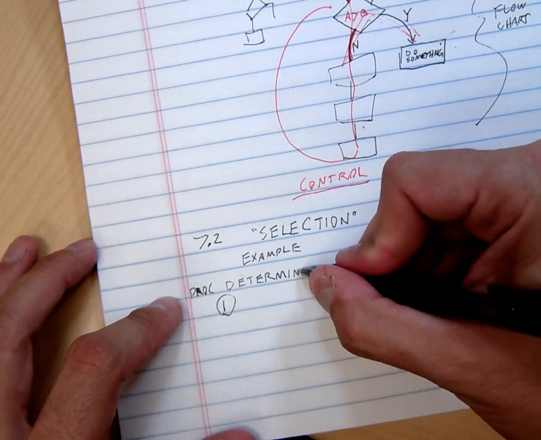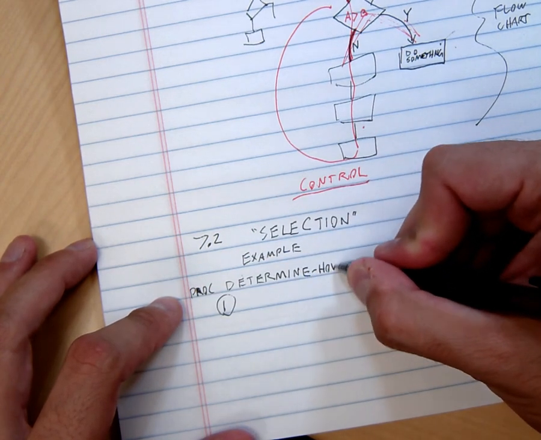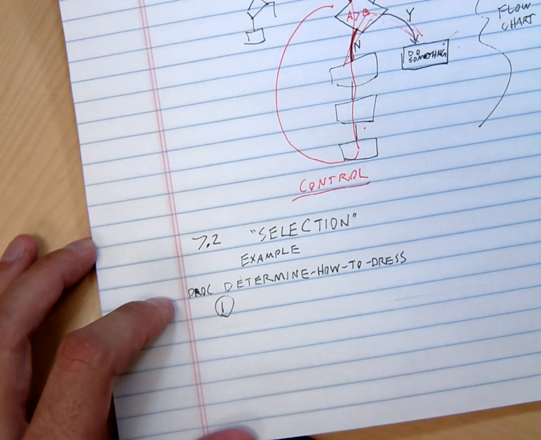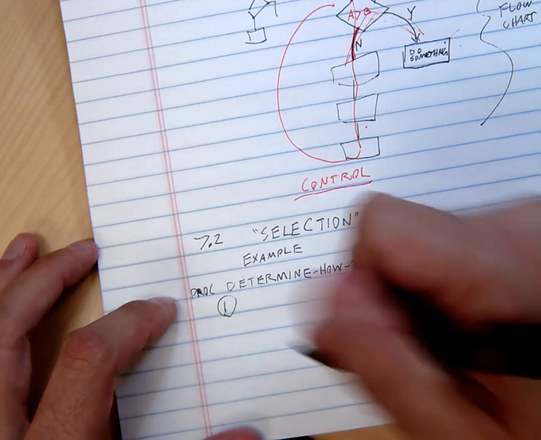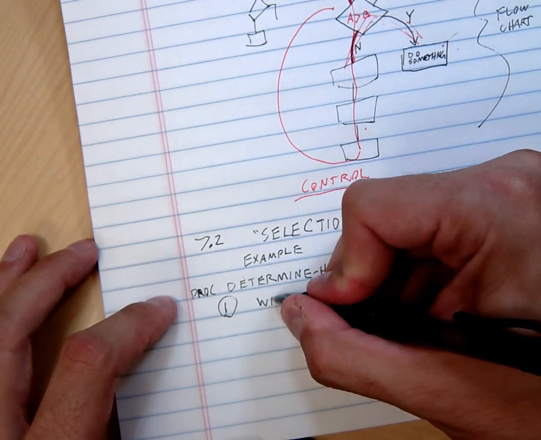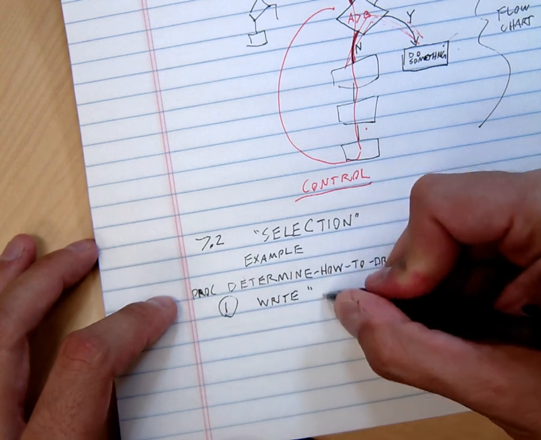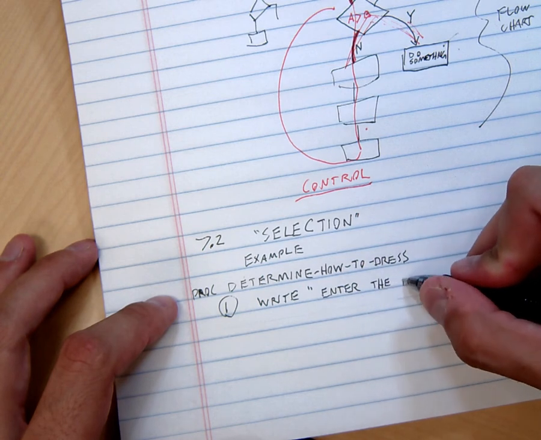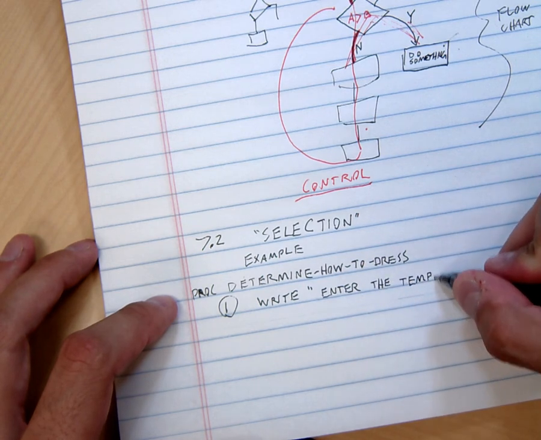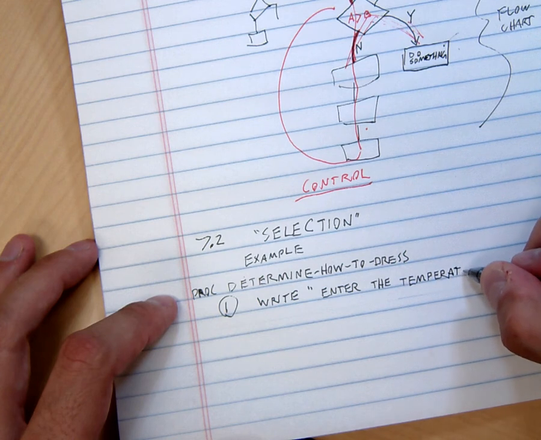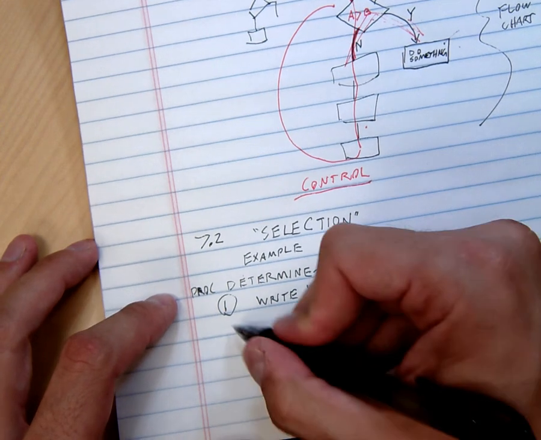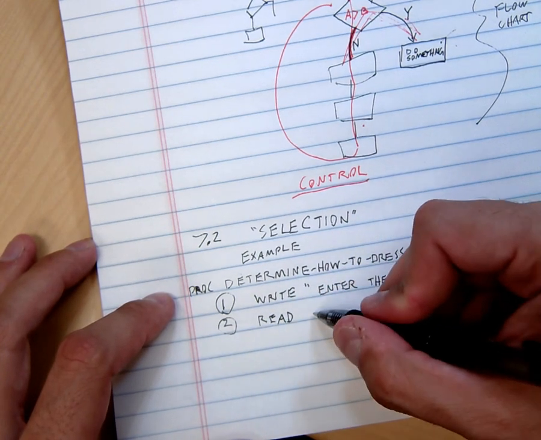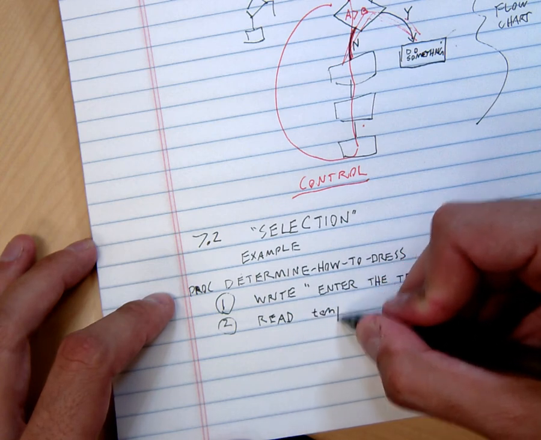Determine how to dress. And the first thing that we're going to do is write out, enter the temperature. So in your book, they always assume that input comes from asking the user a question like this, and then read in a variable. So we're going to call this variable temperature.